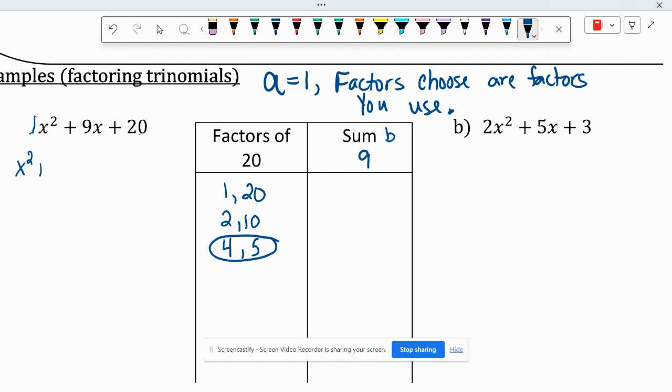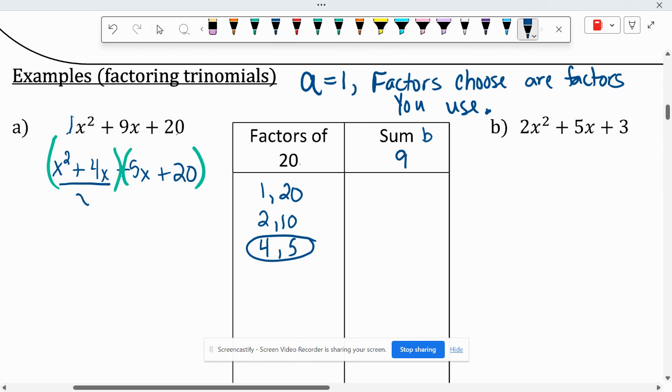So we're going to write this as x squared plus 4x plus 5x plus 20. So I've taken my trinomial and broken it up into 4 terms, and I look for the GCF. What's the GCF in this first grouping? Yeah, x. What's the GCF in this second grouping? 5, right? So when I take an x out of that first grouping, x squared divided by x is x.